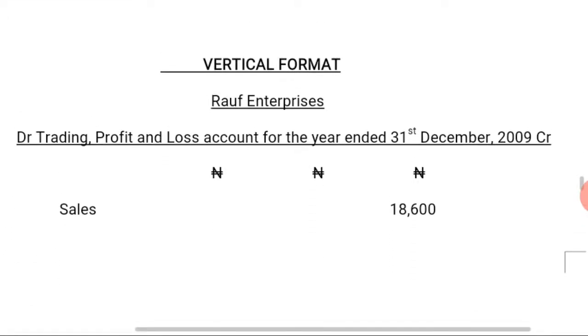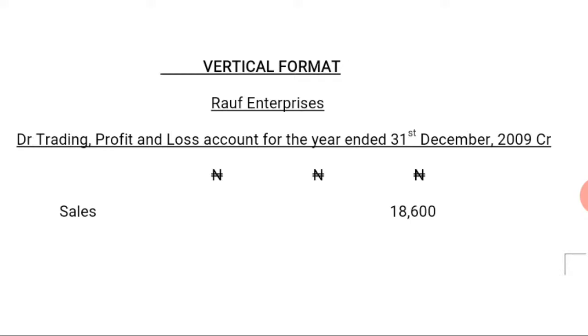Now, having done that, we can still use the same question to prepare the final account using the Fatico format. Let's look at how to do that using the Fatico format. The name Rauf Enterprises, trading profit and loss account for the year ended 31st December 2009. There is no need for the debit or credit side since it's the Fatico method.